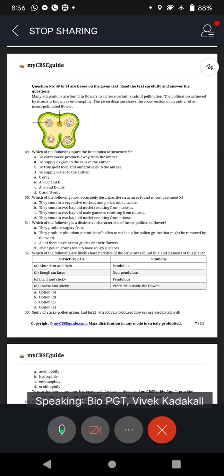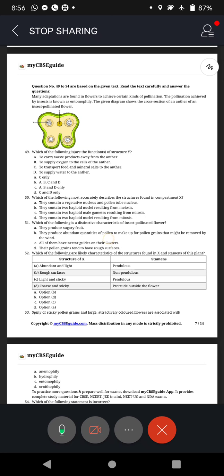Question number 51. Again the answer is D. Their pollen grains tend to have rough surfaces. Rough surfaces on pollen grains help them to attach onto the surface of insect pollinators.